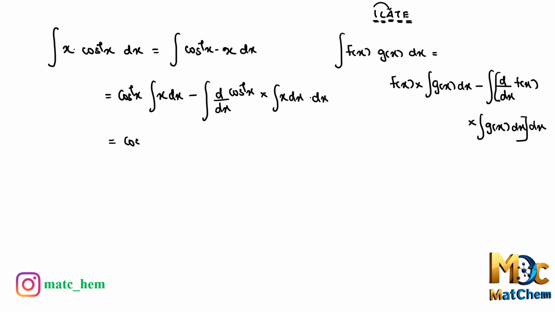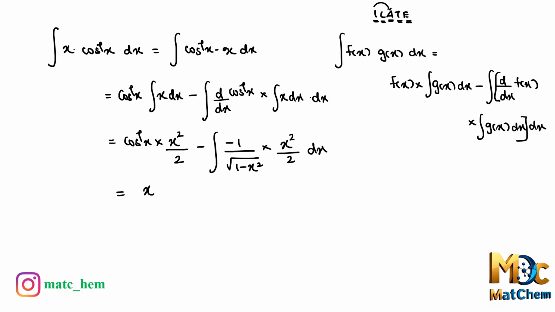So this is equal to cos inverse x into integral of x, which is x raised to n plus 1 by n plus 1. Here n is equal to 1, so you will get x square upon 2, minus integral of derivative of cos inverse x. Derivative of cos inverse x is minus 1 by square root of 1 minus x square, into integral of x, which is x square divided by 2, dx. So this can be written as x square divided by 2 cos inverse x minus integral of minus x square upon square root of 1 minus x square. There is a 1 by 2, that 1 by 2 can be taken outside, into dx.